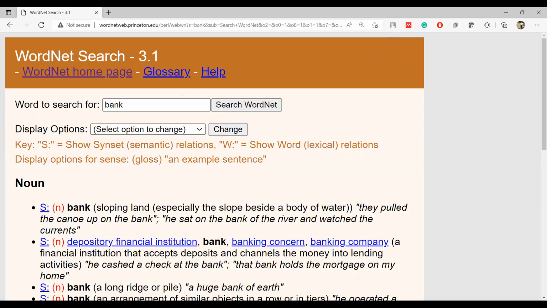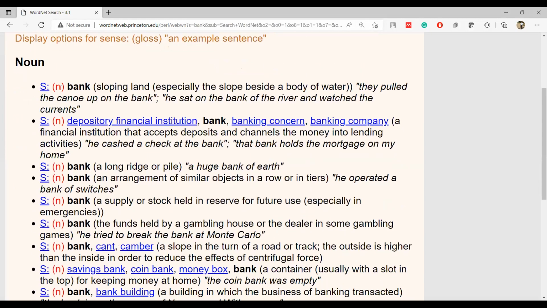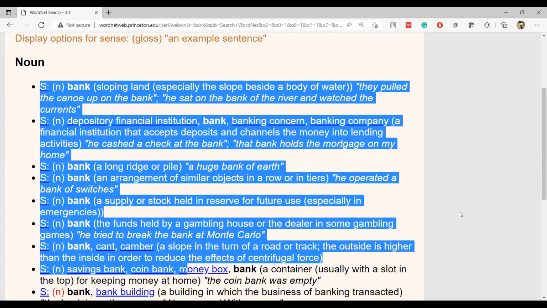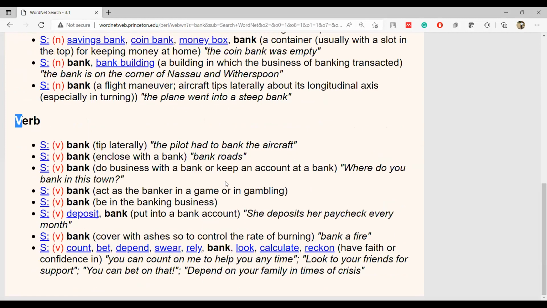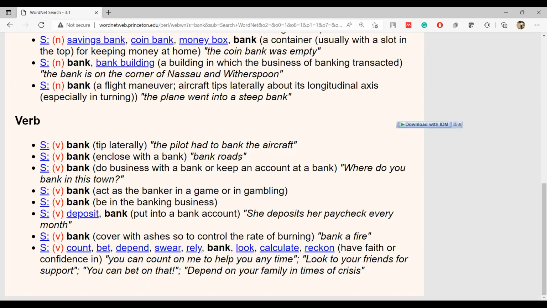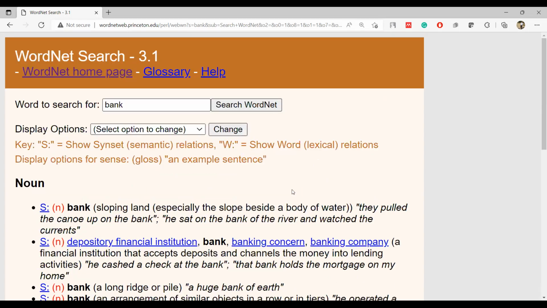For bank, it is giving me multiple senses in terms of noun. Multiple examples of noun are there. Then there are also multiple senses in terms of verb, right? So: the pilot had to bank the aircraft, bank roads enclosed with a bank, do business with the bank or keep an account at a bank, where do you bank in this town? So there are multiple variations of this word.